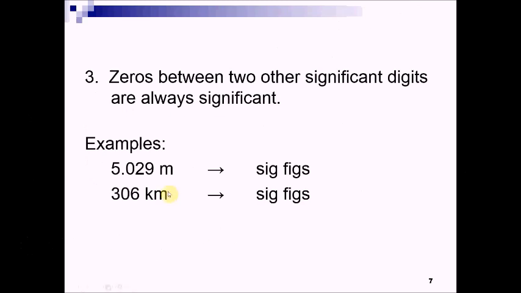Okay, this is another easy rule. Sandwich zeros always matter. Okay, 5.029, that 9 was the guess, so all of these digits are part of your measurement. They all matter. So that's 4 significant figures. Again, another sandwich 0. We've got a whole number on either side. 3, all of those matter.